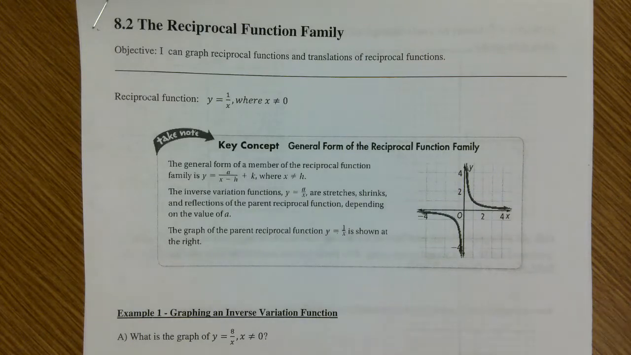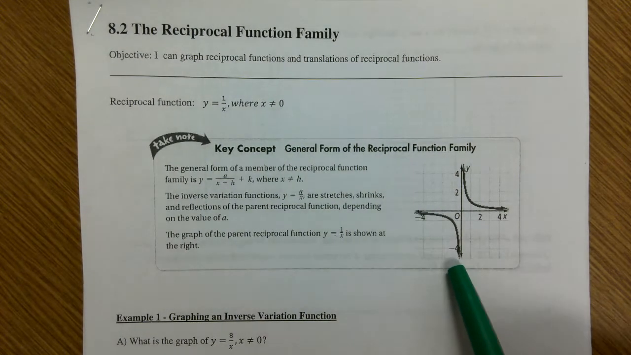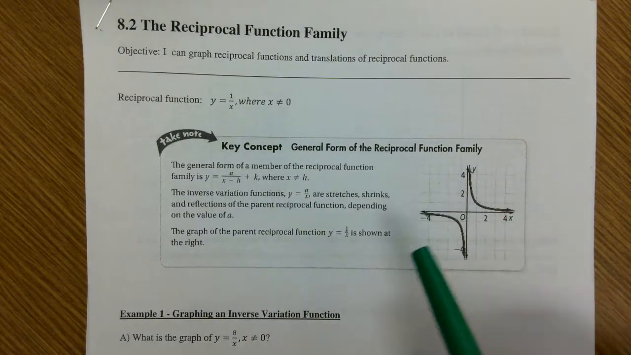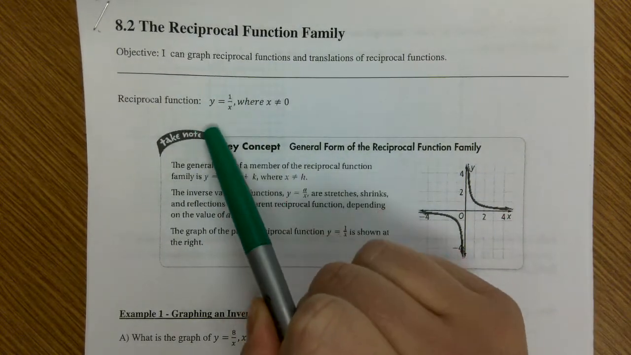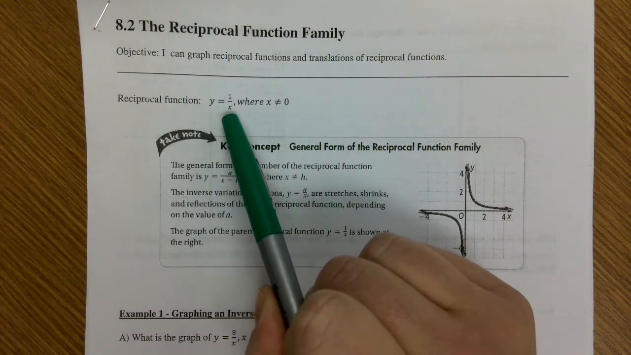Here we go, the starting of chapter 8. So one thing we have to know about chapter 8 is the fact that we have this graph right here. Reciprocal family, it means that we have x on the bottom. This is my parent function. My parent function is always going to have x on the bottom of the fraction.